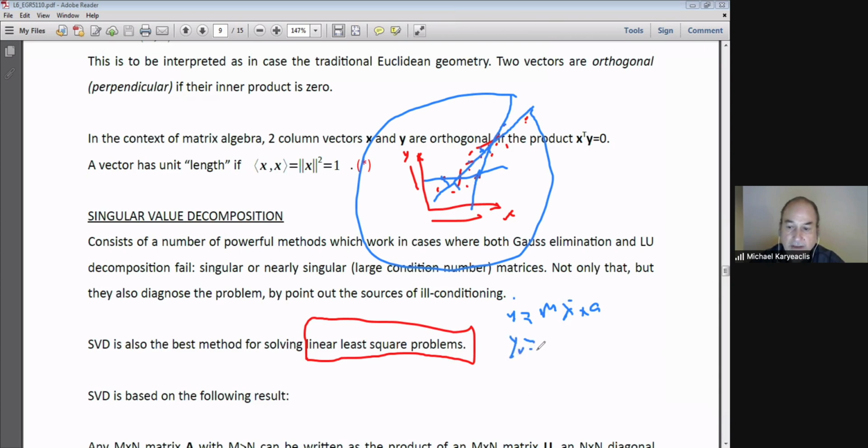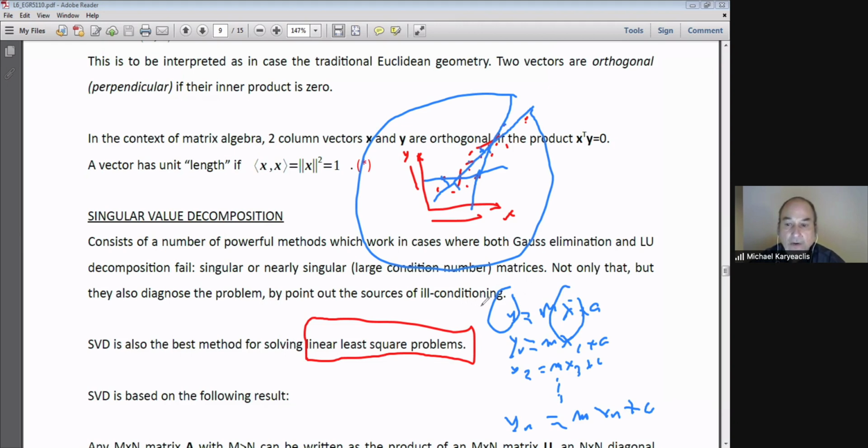So we have y1 is equal to mx1 plus c, y2 is equal to mx2 plus c. Down the line, yn is equal to mxn plus c. The bottom line here is we have n equations and only 2 unknowns if it is a 2-dimensional problem like this. So this is an overdetermined problem. We have too many equations and very few unknowns. This wouldn't have a unique solution.